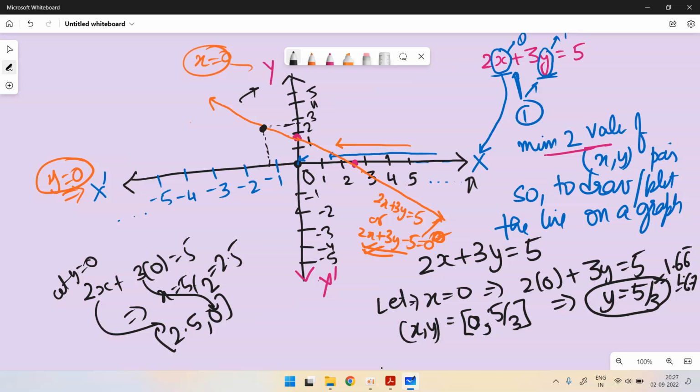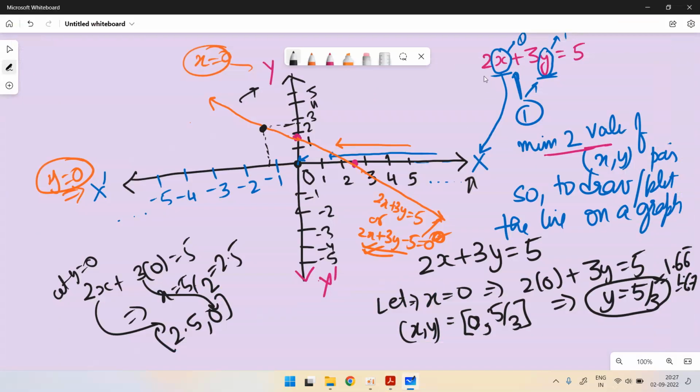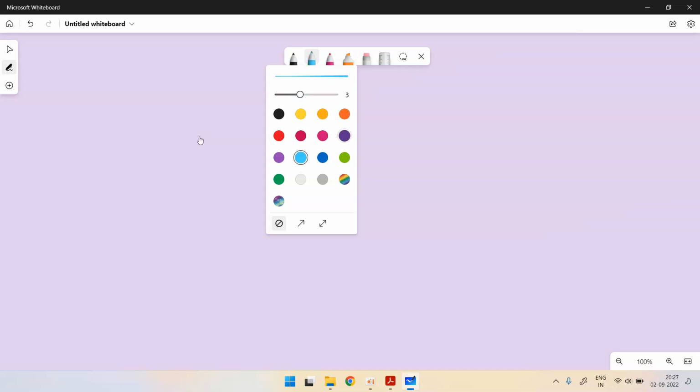Now we are in the chapter. If you see the name clearly, it says pair of linear equations. This is my first linear equation. Now for the second, I need to have a pair of equations. So how can I write a pair of equations? Suppose my first equation is, taking the same example, 2x plus 3y equal to 5. And the second equation, I'm assuming, is 4x plus 5y equal to 9. This is my second equation.